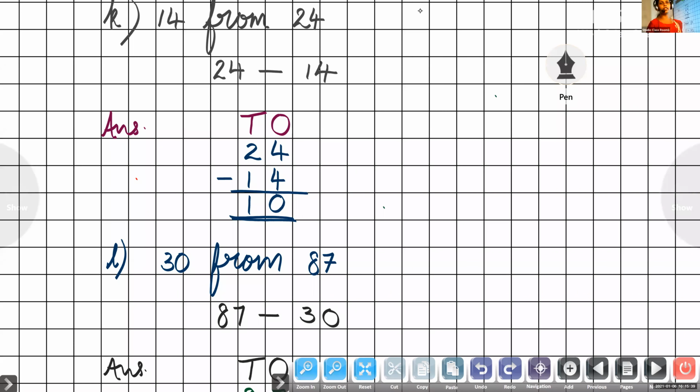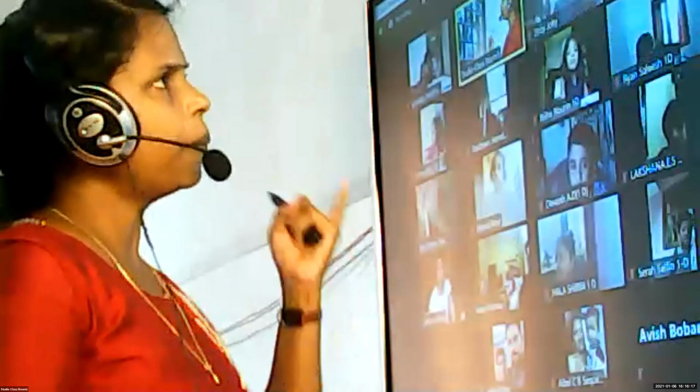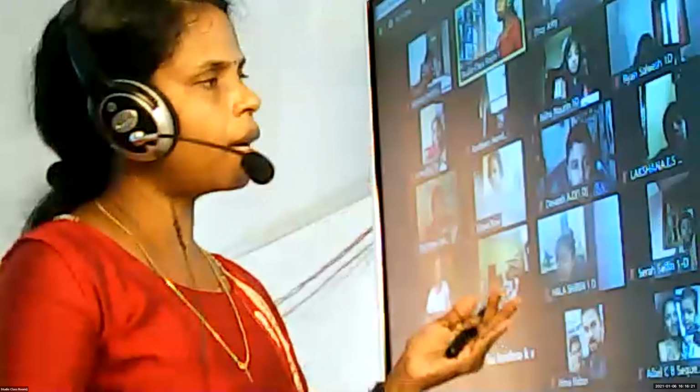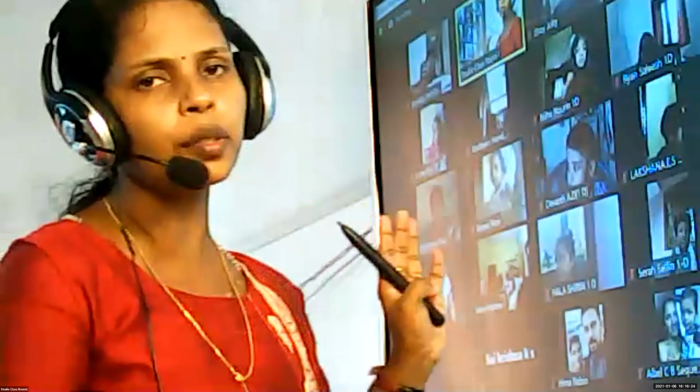Addition, we have done the word problems. Now, today we are going to have the subtraction word problems. Which are the words related to subtraction? Are you remembering? Difference. Next one. Take away. Left. Remaining. Take away. Left. There are four words: remaining, left, subtract, difference. These four words are related to subtraction.